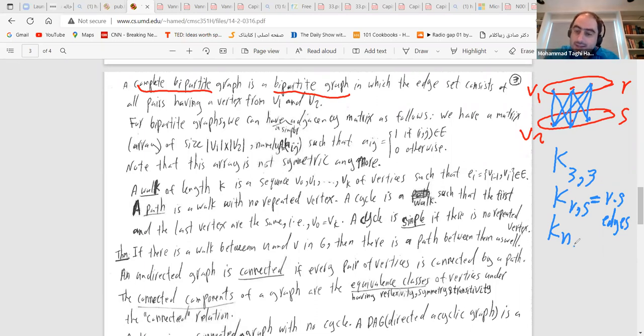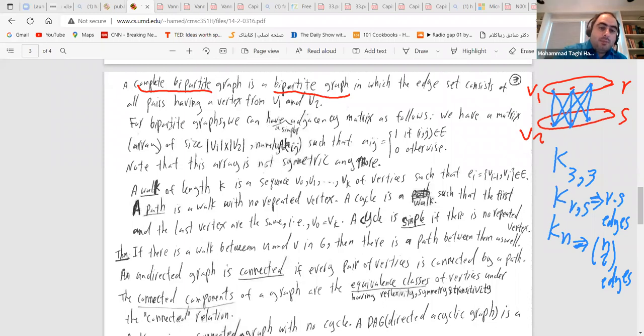However, for Kn, the number of edges was n choose 2. So that's the difference between K R,S and Kn.